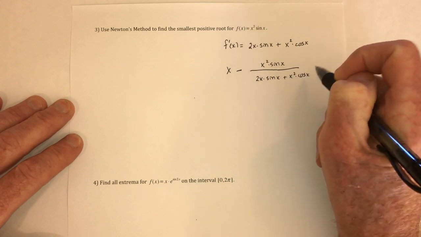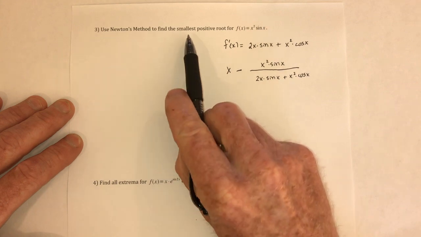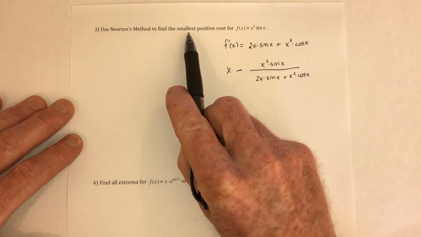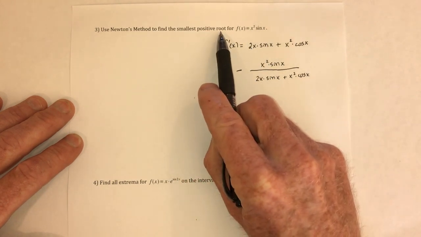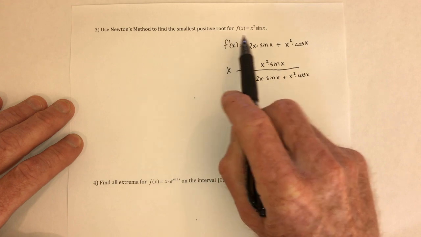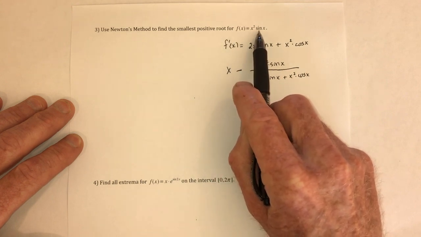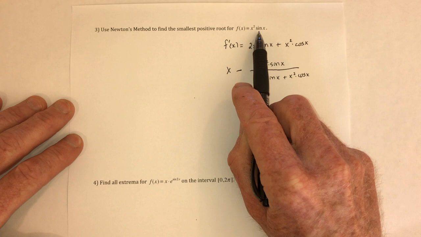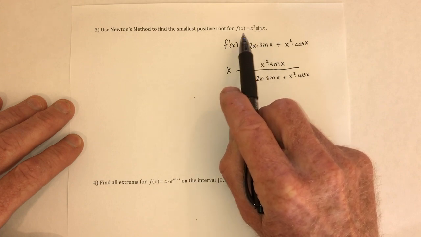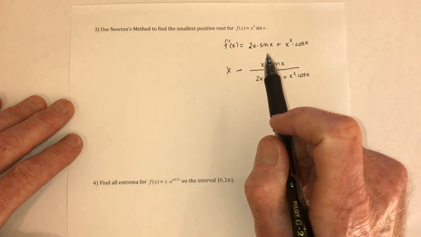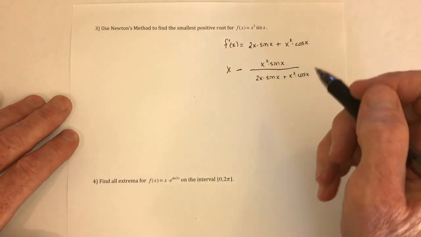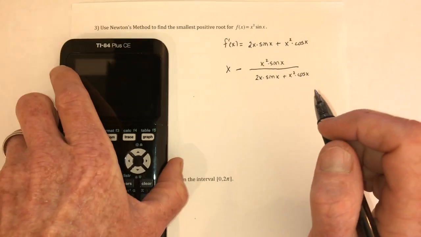Okay, then we need a guess, and it needs to be a positive number. Well, root means where does it equal 0? And because I've taught trigonometry 114 times, I happen to know that sine of pi equals 0. So I'm pretty sure that pi is the answer. So I'm going to start with pi.